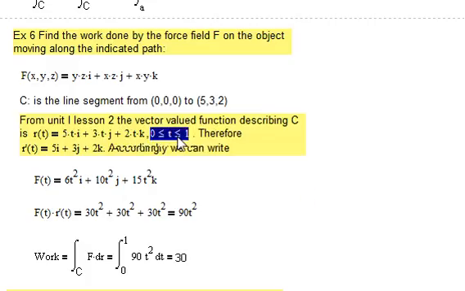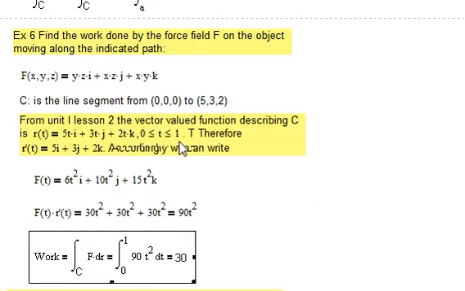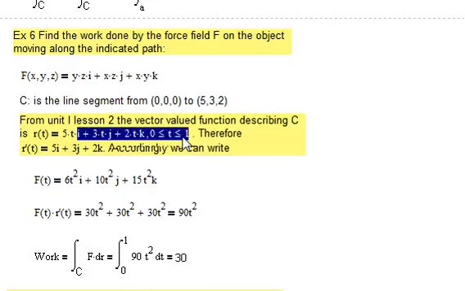The limits of integration are from 0 to 1, as you might guess, based on these values for t. So the integral of 90t squared dt, well, 90t squared integrates to 90t cubed over 3, which is just 30t cubed, and going from 0 to 1, that would be 30 times 1 cubed minus 30 times 0 cubed, so we get 30.